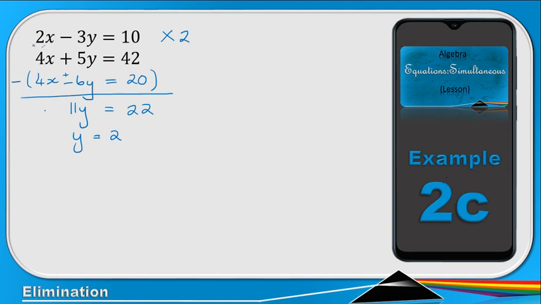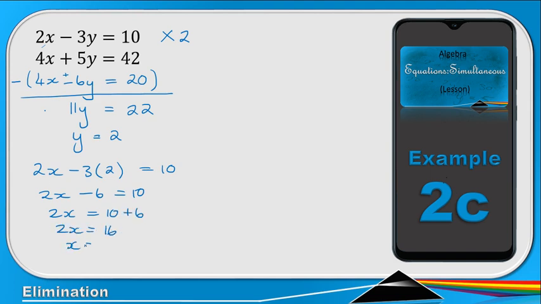And then we just substitute my y value into one of those equations. So 2x minus 3 times by 2 equals to 10. So 2x minus 6 equals to 10. 2x equals to 10 plus 6. 2x equals to 16, and x is equal to 8. Alright, so my final answer for x, my x value is 8 and my y value is 2.